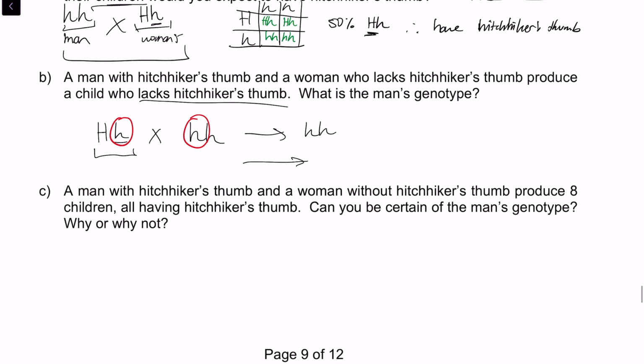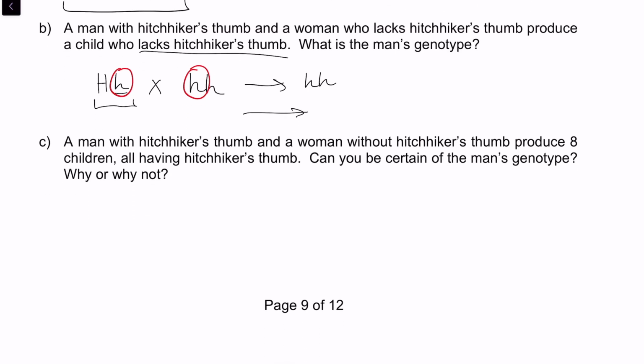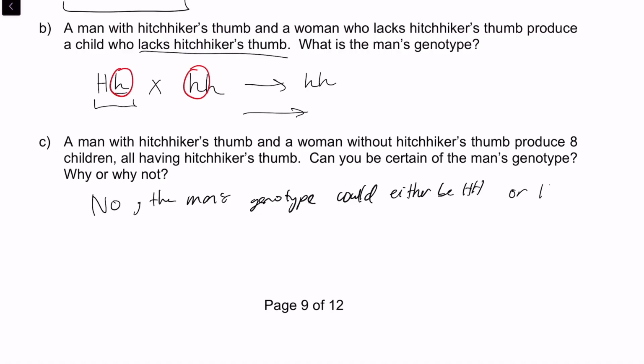Okay. In part C, a man with hitchhiker's thumb and a woman without hitchhiker's thumb produce 8 children, all having hitchhiker's thumb. Can you be certain of the man's genotype? Why or why not? Okay. In this case, no, we cannot. All right. The man's genotype could either be capital H, both of them, or capital H and lowercase h, right?